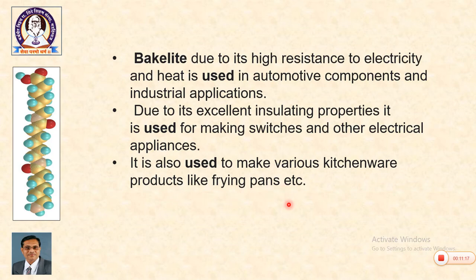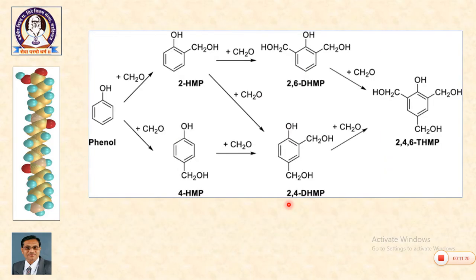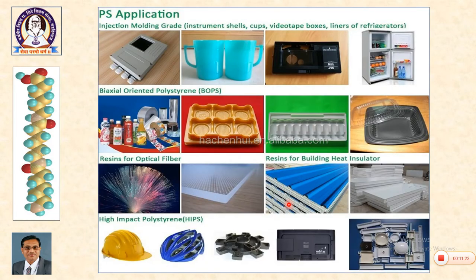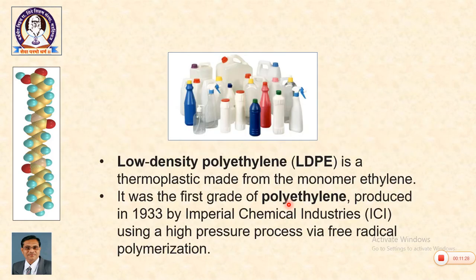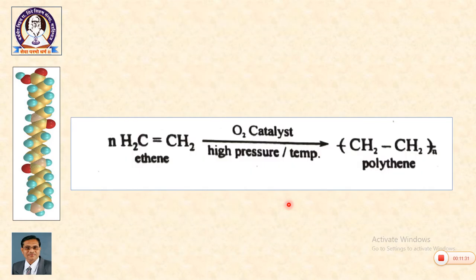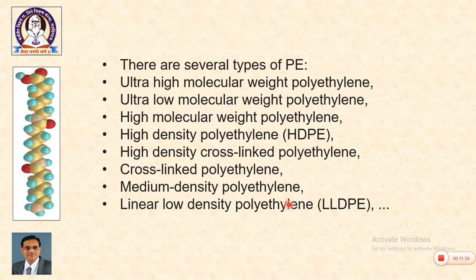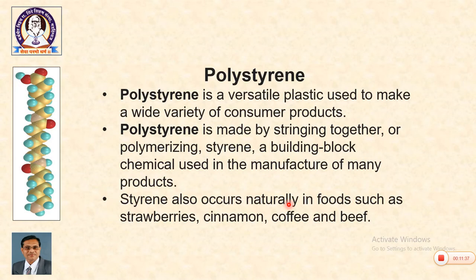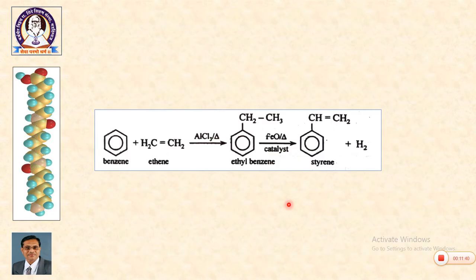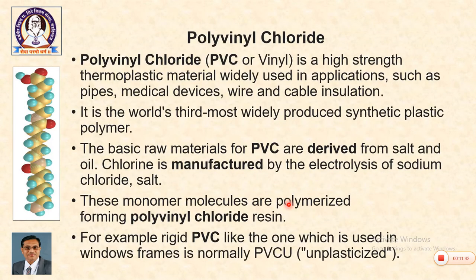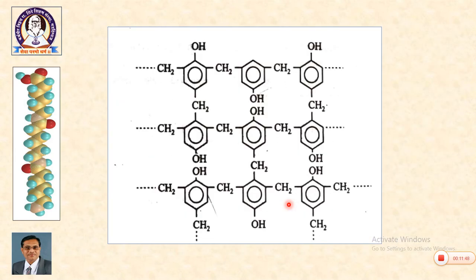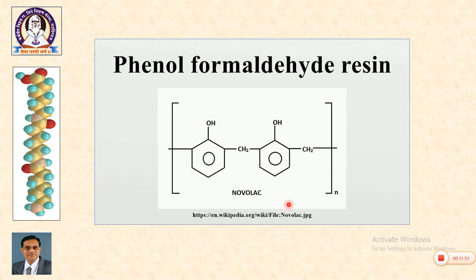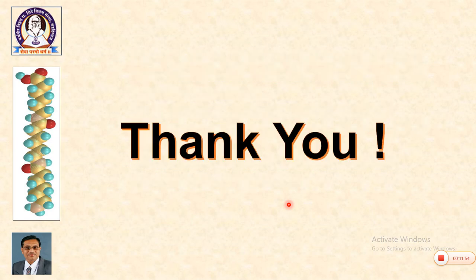So, you go through these various applications. In short, we started with polyethylene. Let us see once again. We start from polyethylene, that is, ethylene is polymerized to get polyethylene. We have seen the applications. Second is polystyrene, which has various applications. Then the third is polyvinyl chloride, and the last one is phenol formaldehyde resin. So, you go through these details, reactions and applications, and you will get the idea related to several multiple choice questions in these references. Thank you.